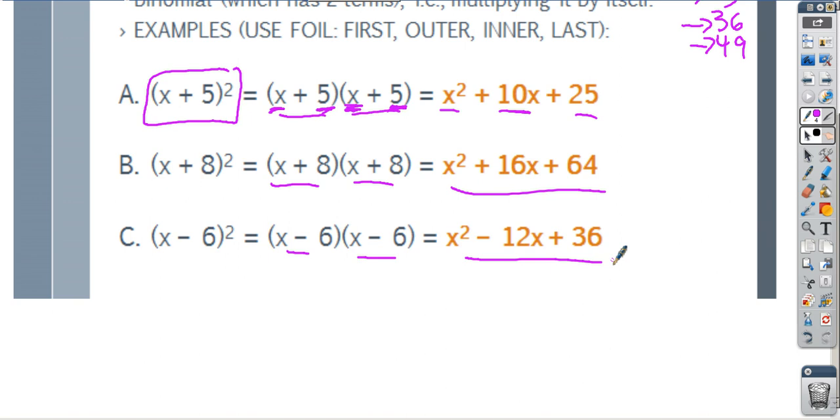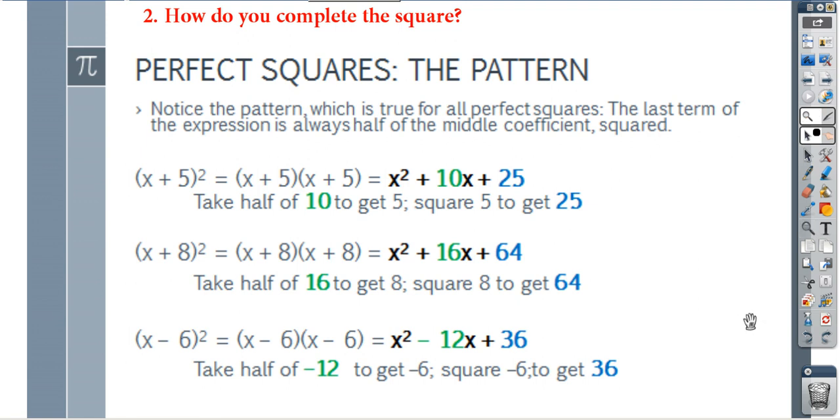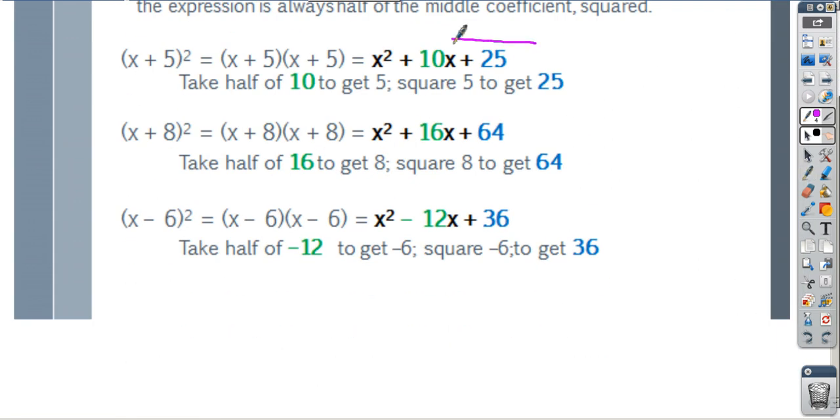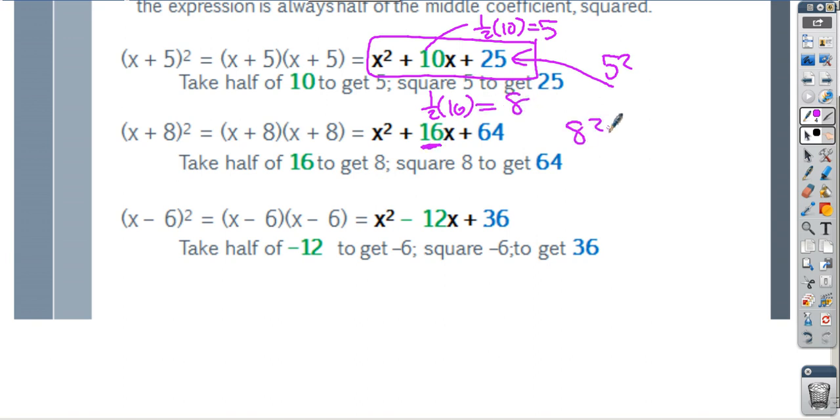Okay, so here is the pattern. Here's what a perfect square is. A perfect square has the following pattern. If you have something that you FOILed out like this, if you take half of 10, you would get 5. If you square 5, you get this number right here. Same thing right here. Half of 16 is 8. If you square 8, you get this number right here. Last one, just to verify, half of negative 12 is negative 6. If you square negative 6, you get that number right there.